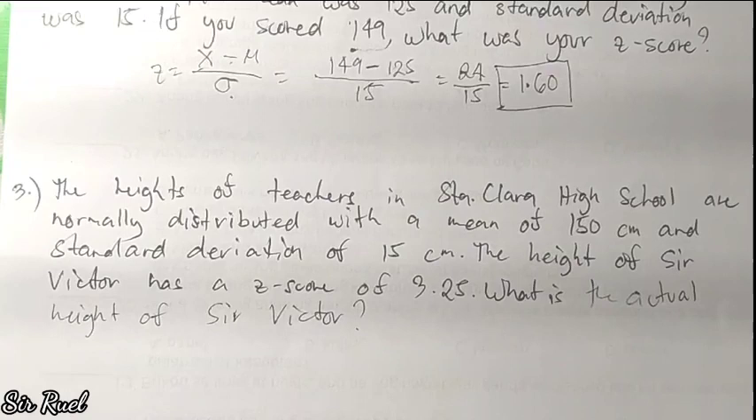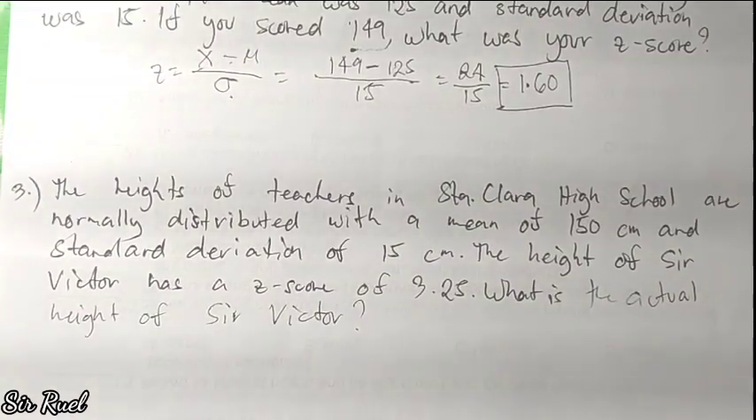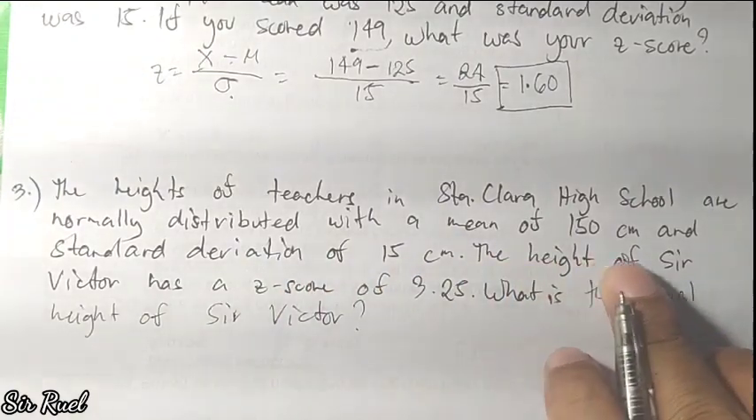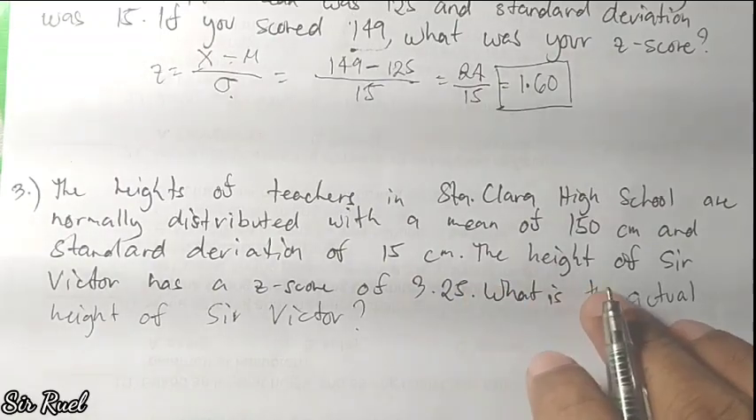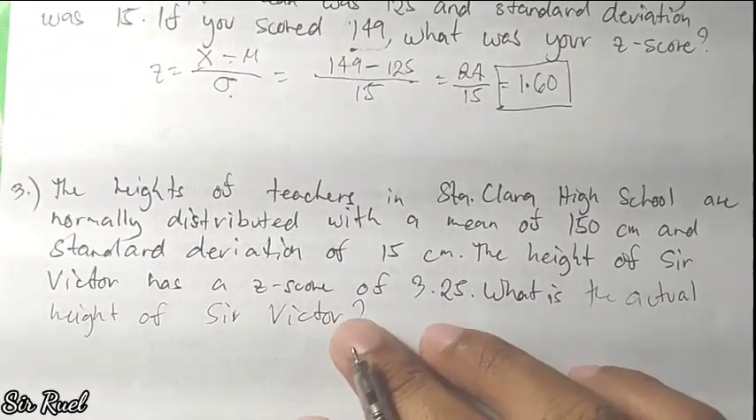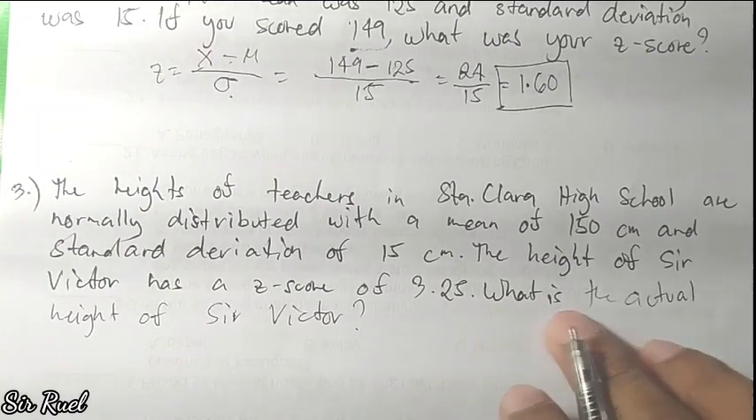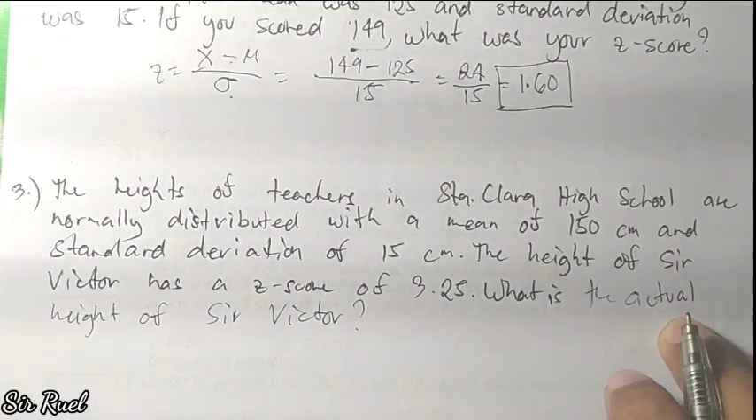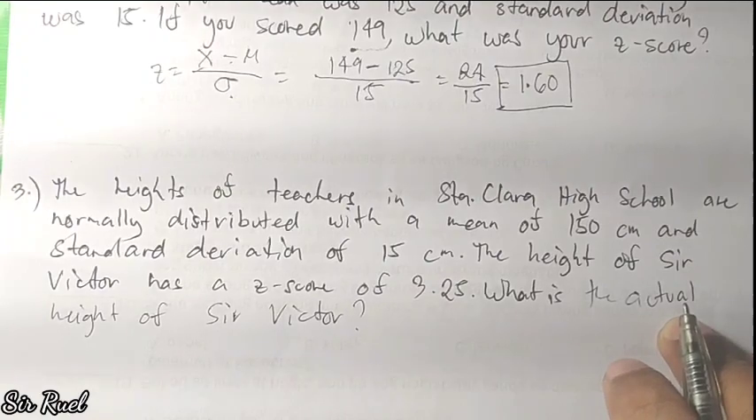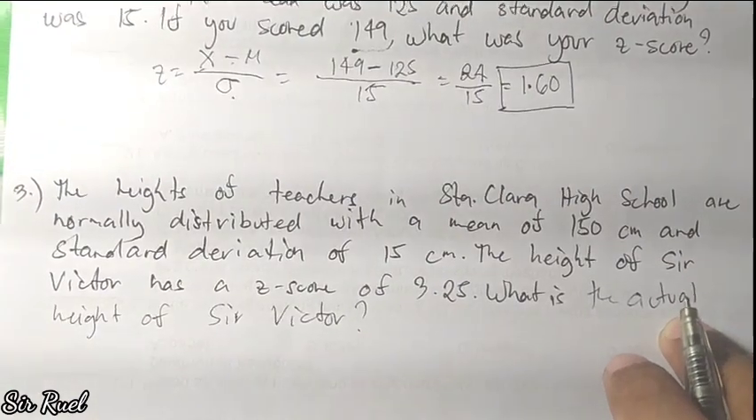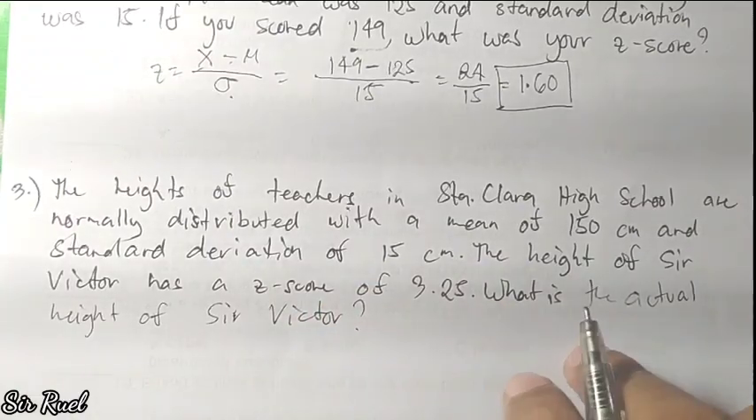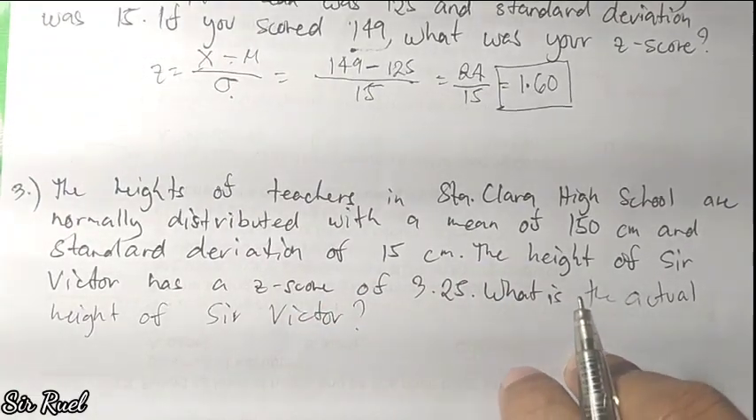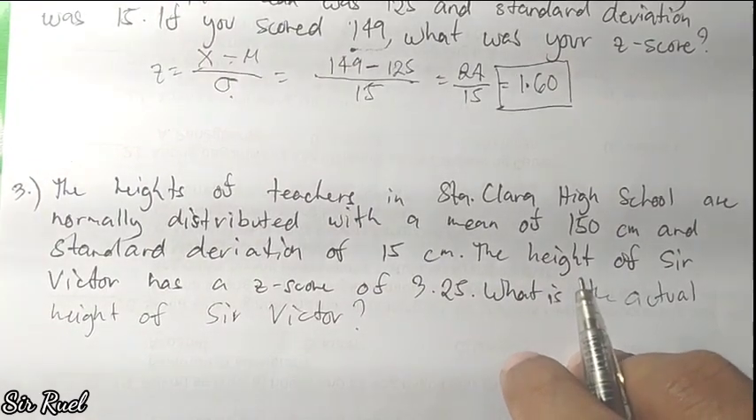Next example. The heights of teachers in Santa Clara High School are normally distributed with a mean of 150 cm and standard deviation of 15 cm. The height of Sir Victor has a z-score of 3.25. What is the actual height of Sir Victor? Kung iintindihin natin yung problem, binigyan tayo ng z-score. At yung hinahanap natin is yung actual height of Sir Victor or yung raw score or yung x.